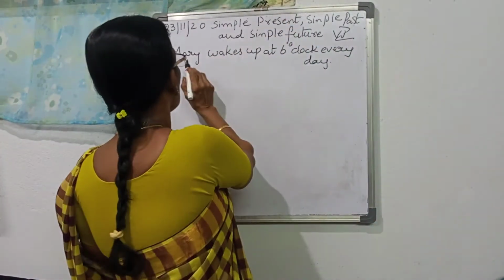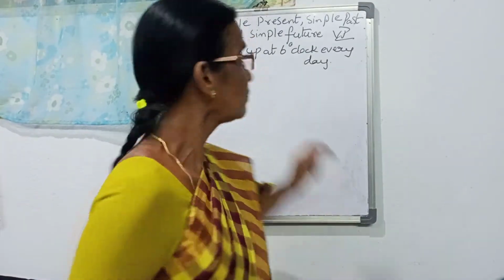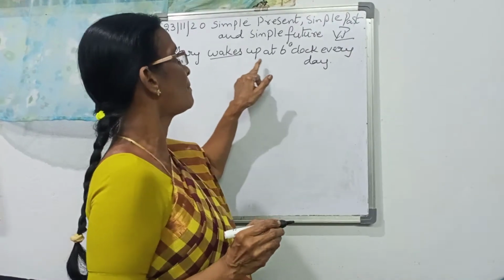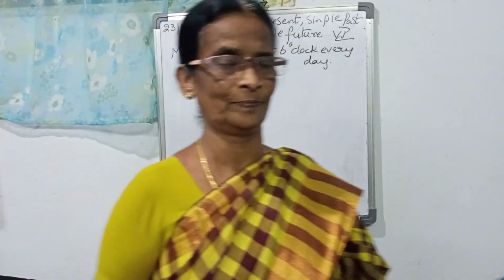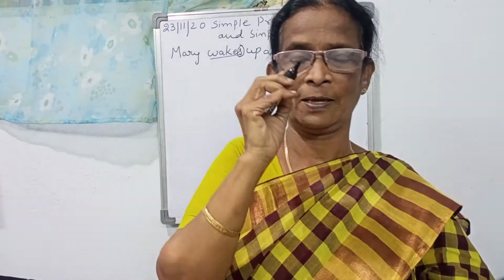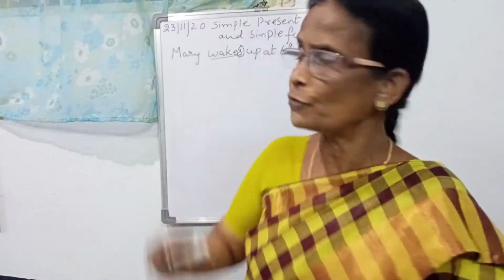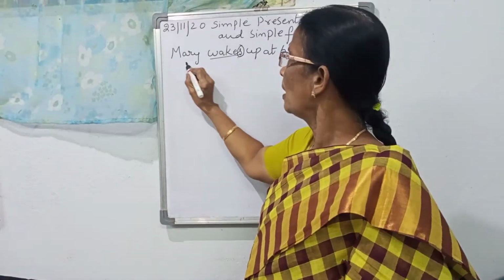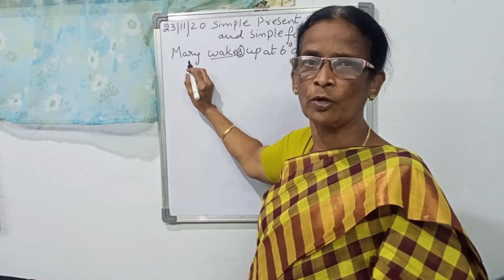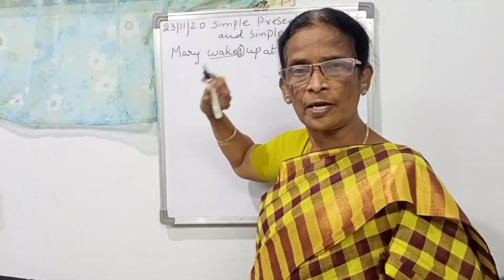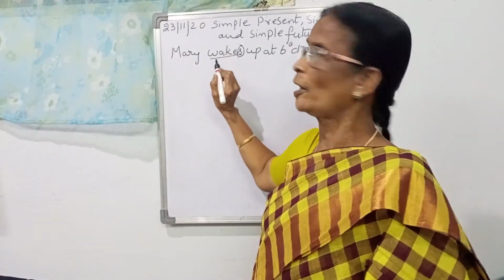So here, Mary wakes up at 6 o'clock every day. Okay, every day she wakes up at 6 o'clock every day. Here, why I added yes or I taught? When the noun is present tense, third person singular, we have to add yes form to the verb. Here, Mary is the noun. So, Mary third person singular. When the third person singular, he, she, it or pronoun, we have to add yes to the verb. That's what I wrote yes.